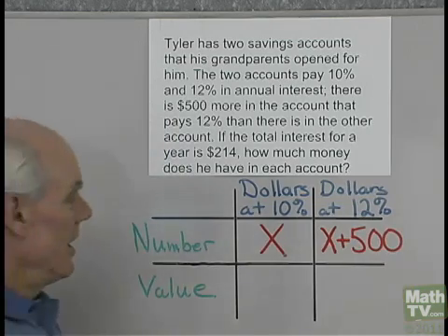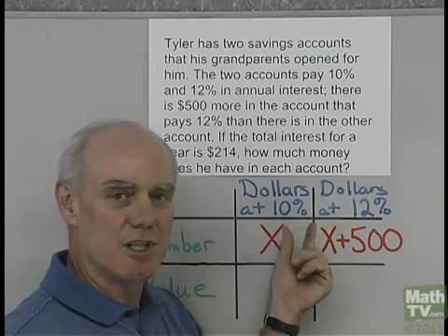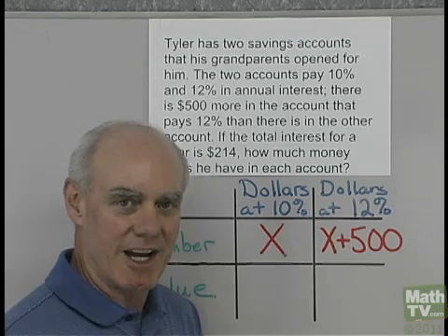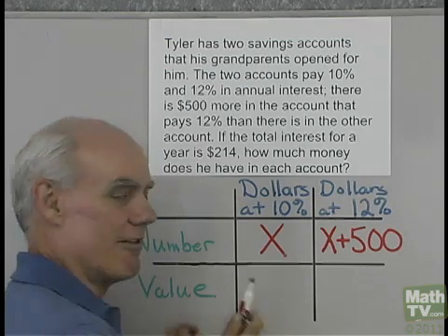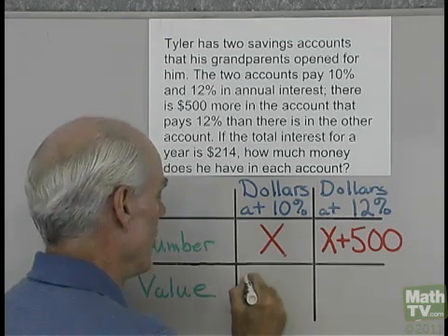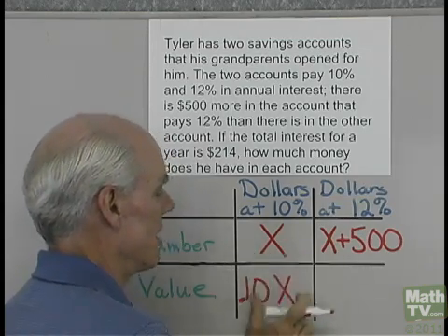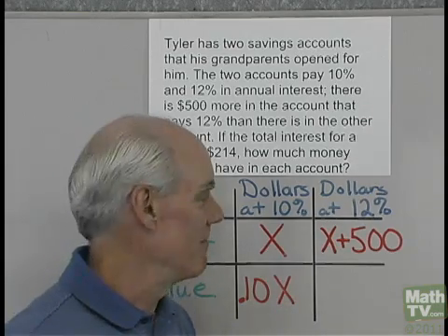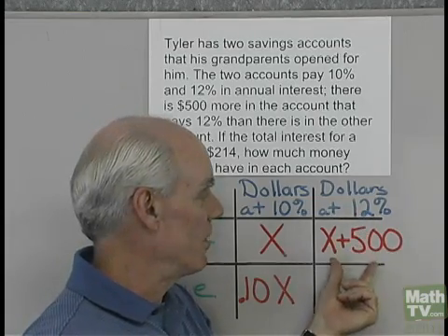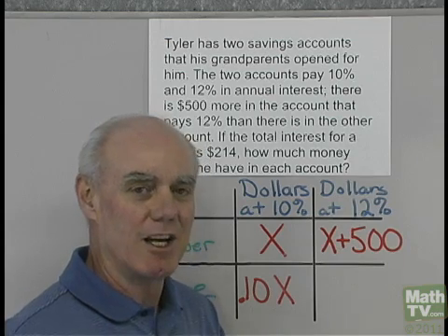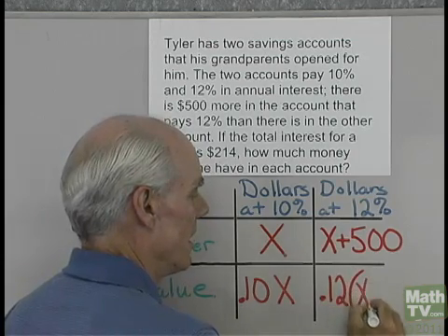Okay, good. Now, as far as the value of the dollars go, these x dollars that are invested at 10% have a value of 10% of x. That's the amount of money they're going to earn in interest. So the interest earned, which is the same as the value of those dollars, is going to be 0.10 times x. So 10% of the amount invested at 10% is the amount of interest earned at 10%. Now I have x plus $500 invested at 12%, so if I take 12% of this, I'll have the amount of money that's earned in interest in that account. So 0.12 times x plus 500.